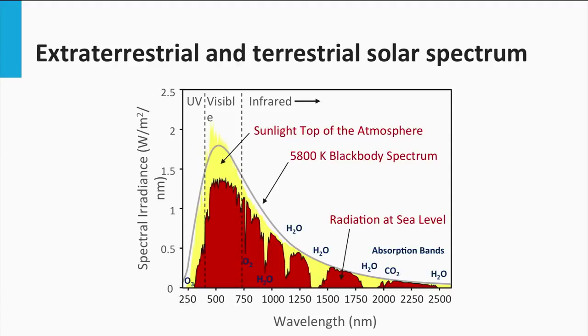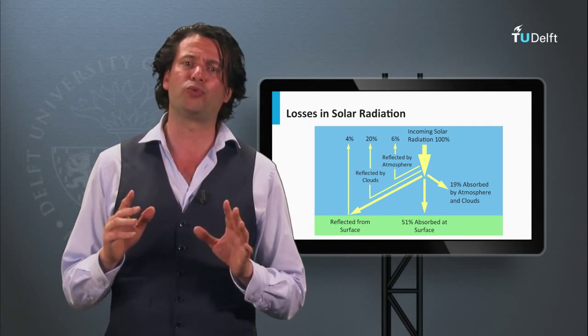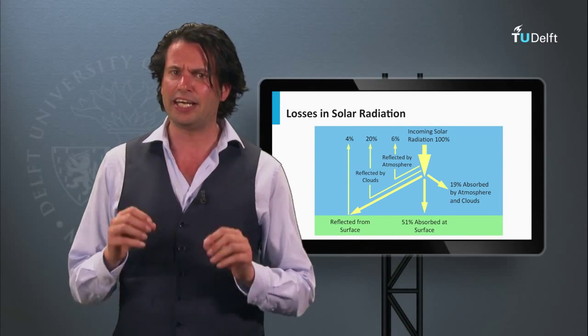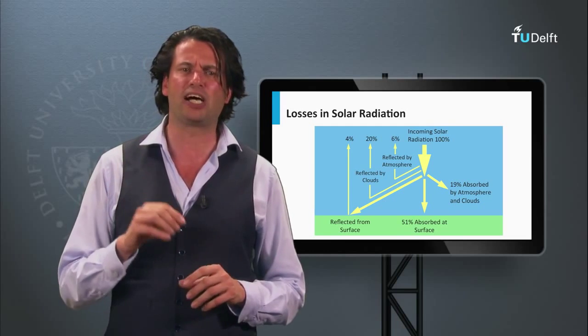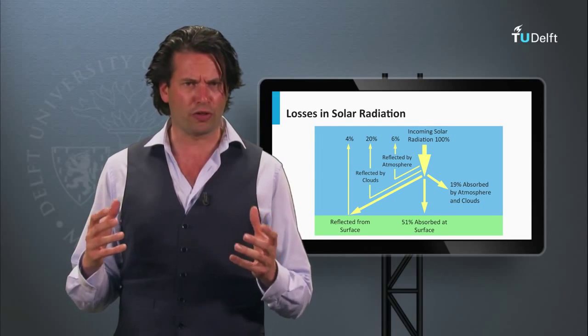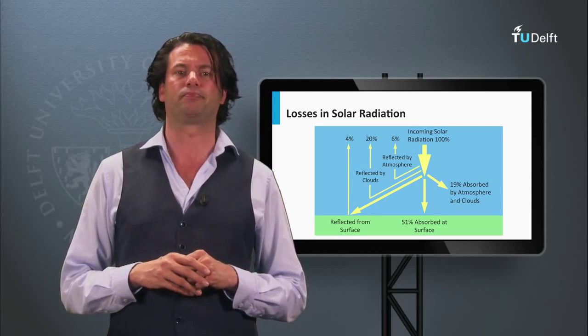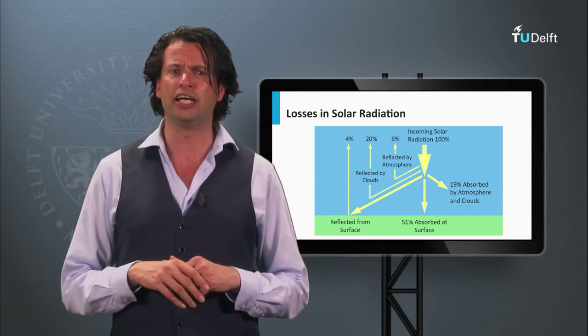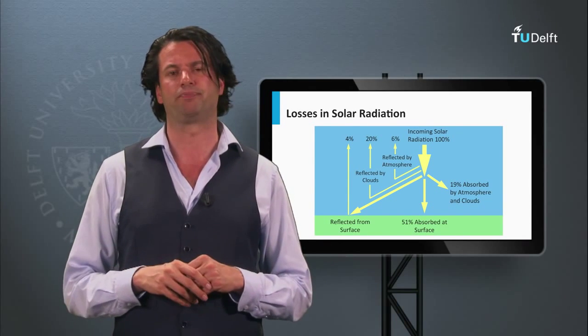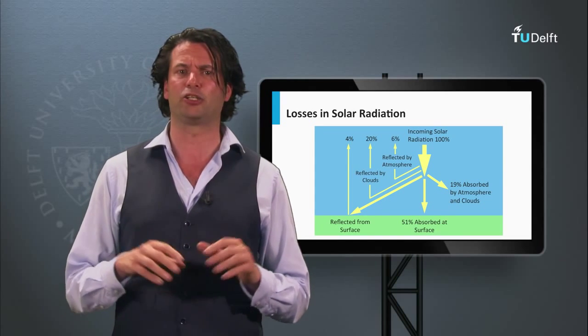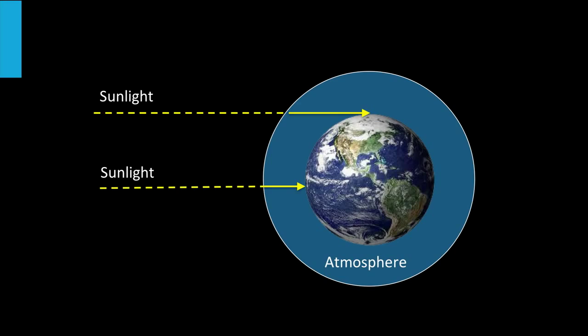It means that the total power density arriving at the surface depends on the absorption path length of the light traveling through the atmosphere. On average, around 20% of the solar irradiation is reflected by clouds, 6% by the molecules in the atmosphere and 4% by the Earth's surface. So in total 30% is lost due to reflection. 90% of the irradiation is lost due to absorption by clouds, particles and molecules in the atmosphere. 51% of the irradiation is absorbed at the Earth's surface.